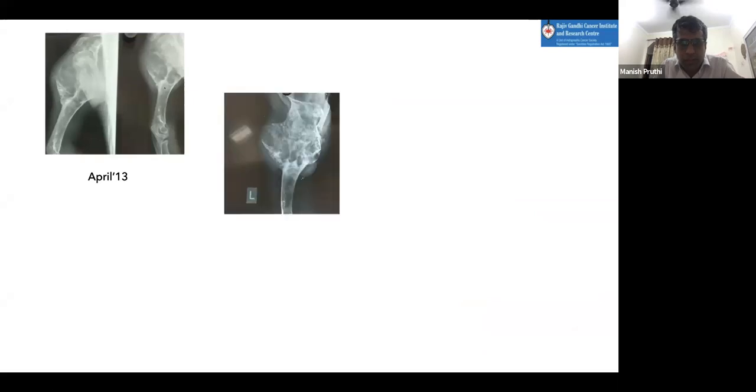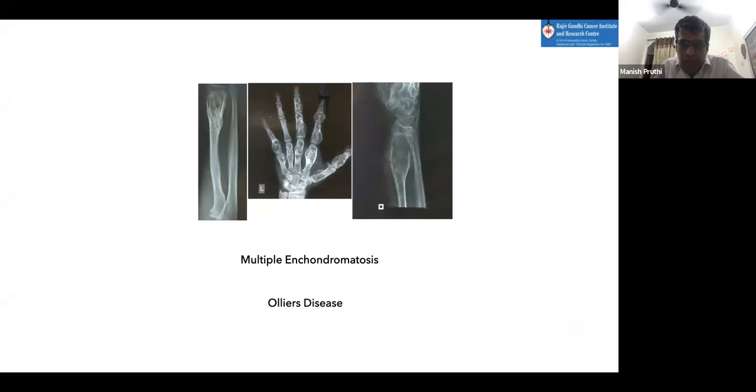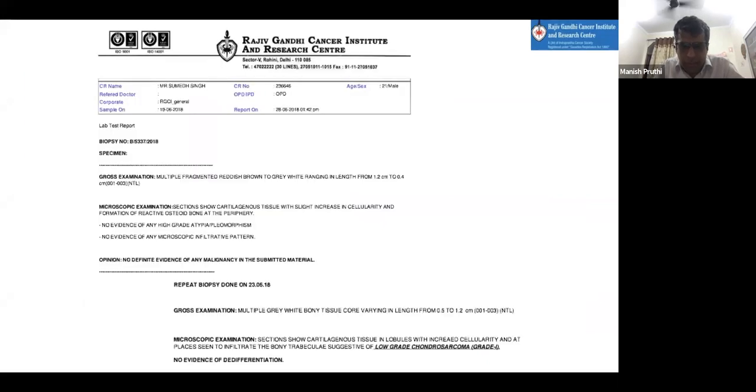This was in April 13. This was in June 15. And this was in April 18. There was a visible increase in the swelling over 4-5 years. He had enchondromatosis at other sites, so he was a classical case of Ollier's disease. This was the MRI finding. We can see a large swelling arising from the proximal humerus posteriorly. We did a biopsy and it showed a low-grade chondrosarcoma, which is a grade 1 chondrosarcoma.